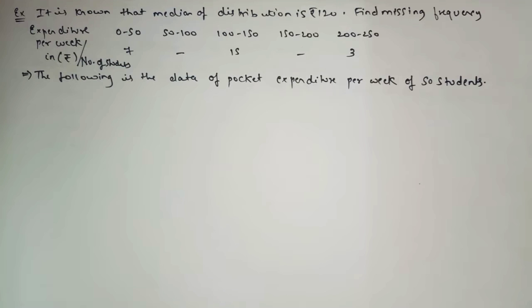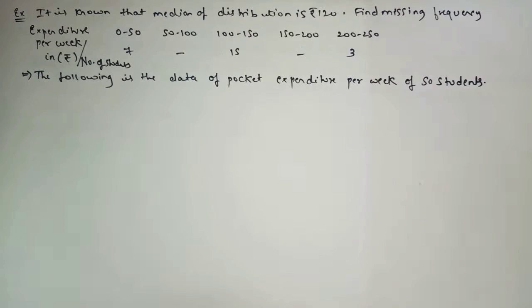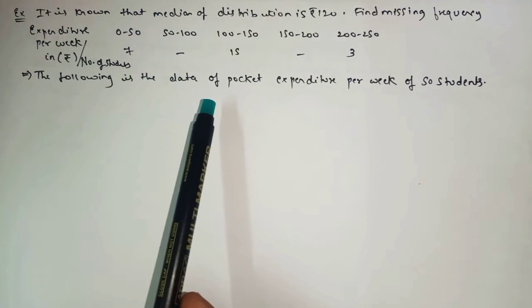In the last lecture we saw type number 3 and completed it, and I hope you all understood type number 1, 2 as well as the third type. As I told, there is one more sum in type number 3 where we have to find the missing frequency. Instead of finding Q1, Q2 or Q3, here we have to find the missing frequency.